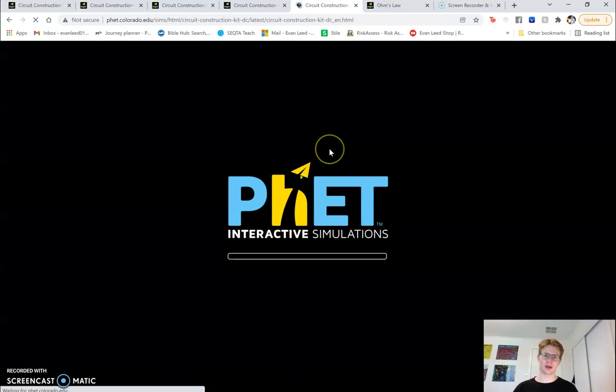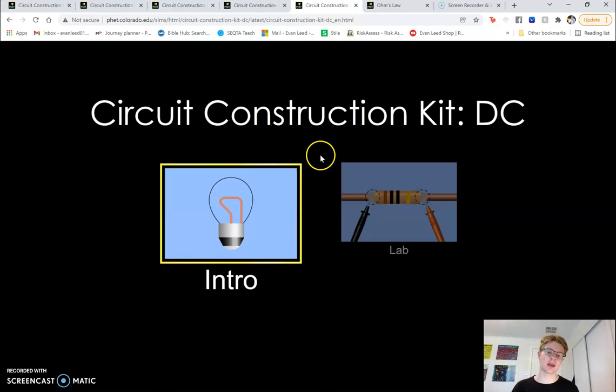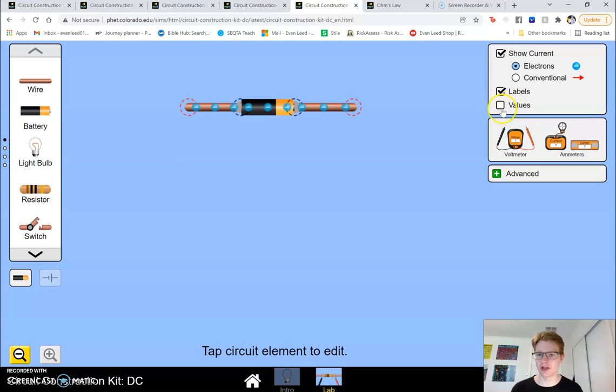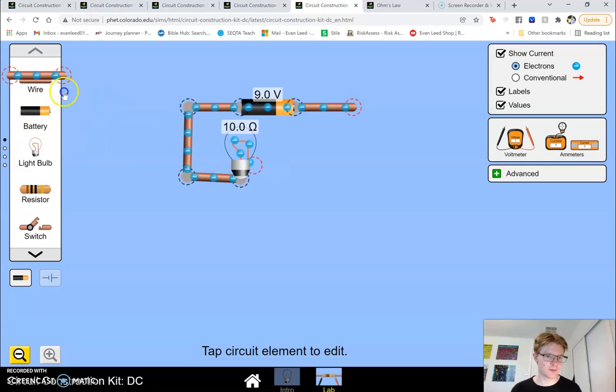Before I continue, I'm going to just introduce a few other things in terms of how PhET works, because you're going to use it quite a bit when getting familiar with electricity. When you click on the PhET link, it'll bring you to these two options. You could either click Intro or Lab. Always click Lab. The only difference between the two is Lab has a few extra components in it, so may as well always click Lab. When you're bringing out all the different components, it's always best to click Values so that you can see what measurements all your different components have.